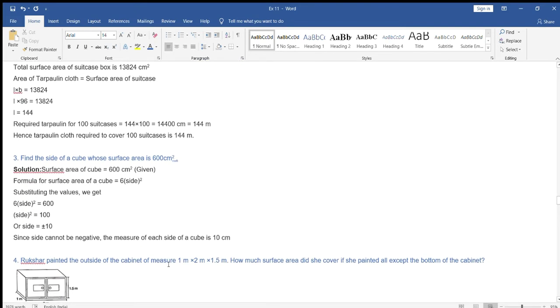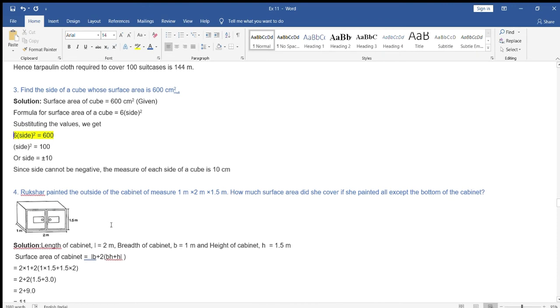Yes, the third question: we have to find the side of a cube whose surface area is 600 centimeters squared. So the surface area is 600 cm squared and the side we have to find. We know that the surface area is 6 side squared. So 6 side squared equals 600, putting the value in the formula. From here side squared is 100, and when we find the square root of 100, it equals 10. So the side is 10.